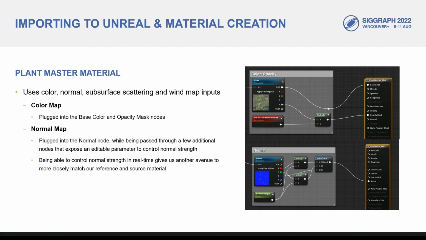This is really valuable to have in real time in engine, as it gives us an avenue to more closely match our reference and source material. Certain plants' normals will just read better with a little extra strength or even a little less strength. And it really does vary plant by plant, so it's extremely useful to have that as an editable parameter.